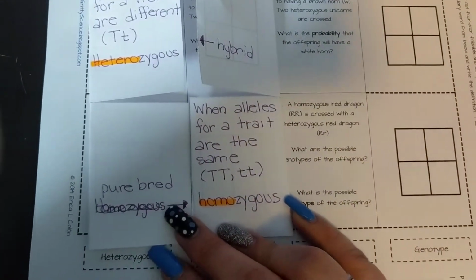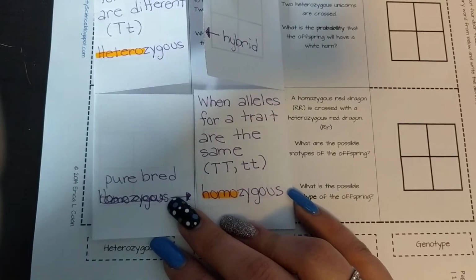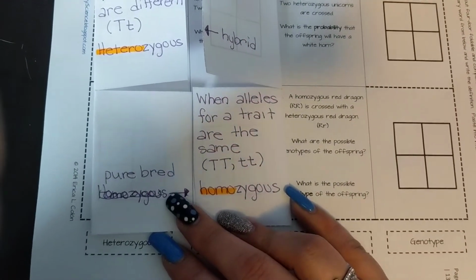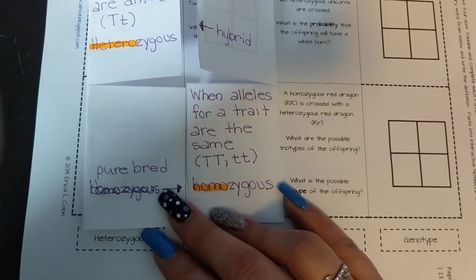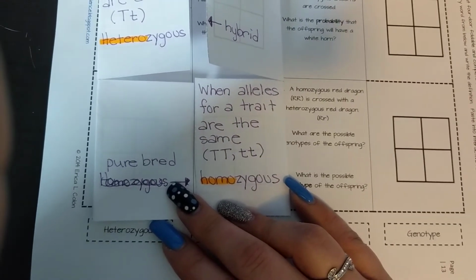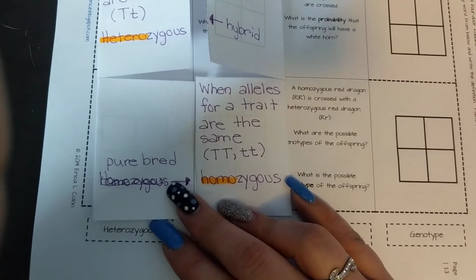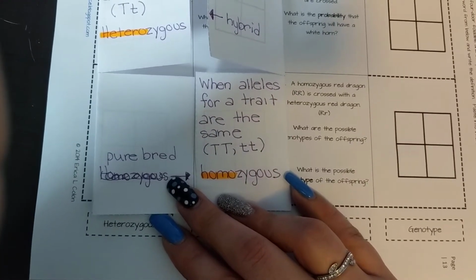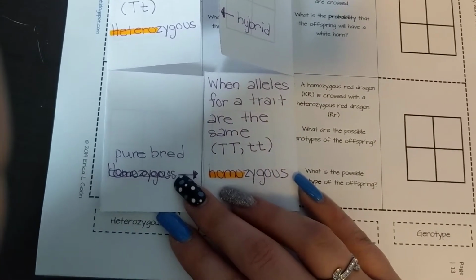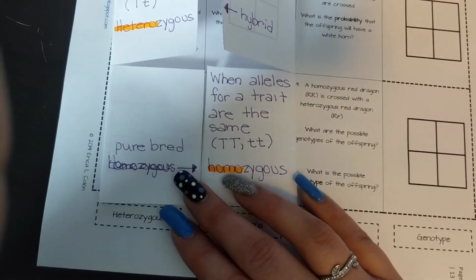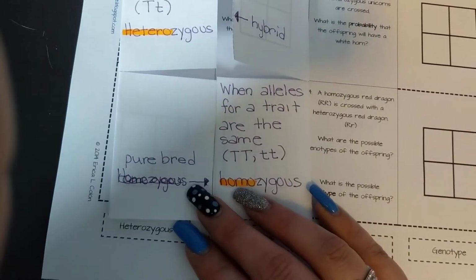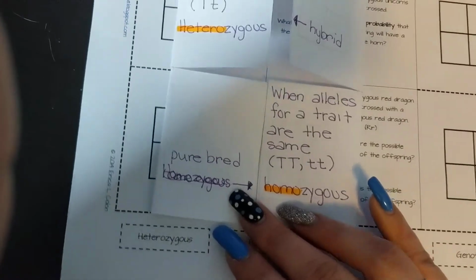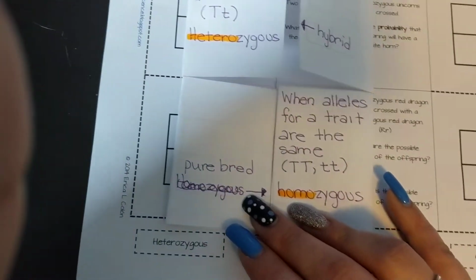Homozygous. When alleles for a trait are the same, they're indicated with two letters of the same size. For instance, capital T, or lowercase t. And anytime I see a word that starts with homo, I highlight it or underline it because I know that word means the same. I'll give you an example as we're working problems.